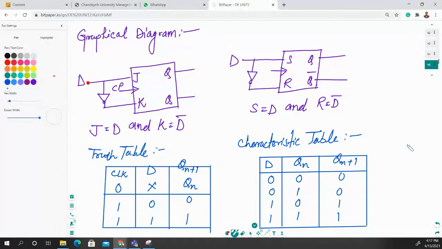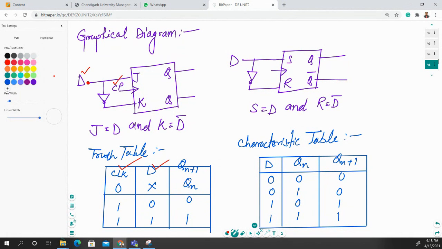So there are only two inputs. The first input is D, and the second input is clock pulse. So we will design the truth table. Your first input is clock, and second input is D. If you have this input, you can see right from here how you can design your output. If you provide input as 0, it will give you the output as 0. If you provide input as 1, it will give you output as 1.